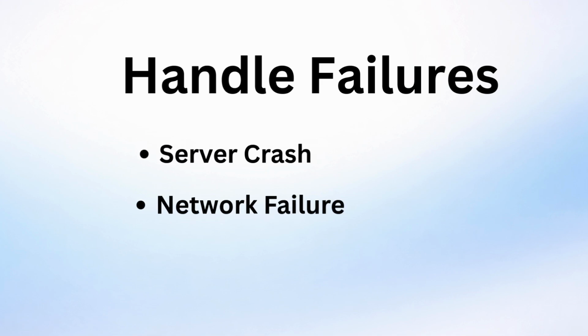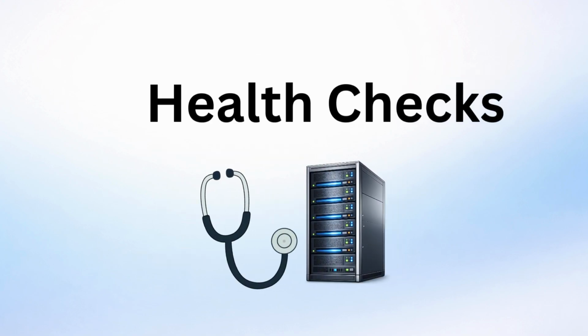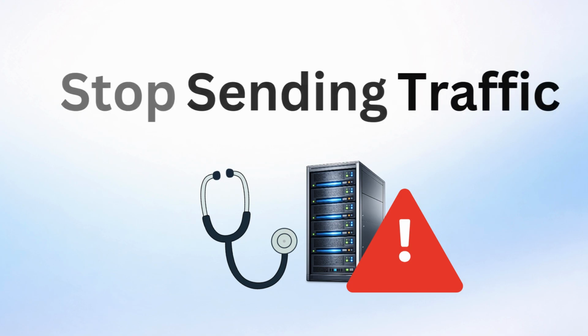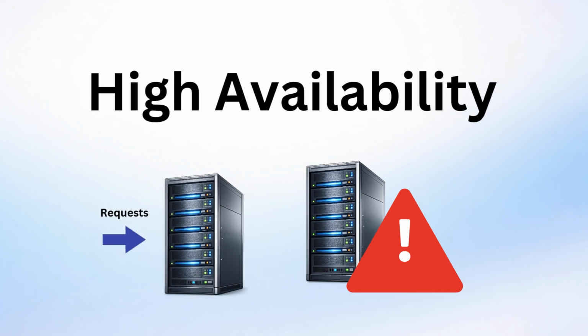Multi-node systems must also handle failures gracefully. Servers can crash, networks can fail, infrastructure can become temporarily unavailable. Load balancers typically perform health checks. If a server becomes unhealthy, the load balancer stops sending traffic to it. Requests are automatically routed to other available servers. This improves the overall reliability of the system.